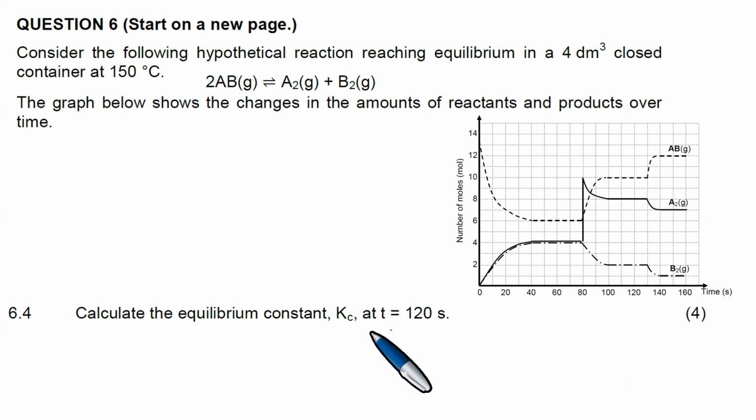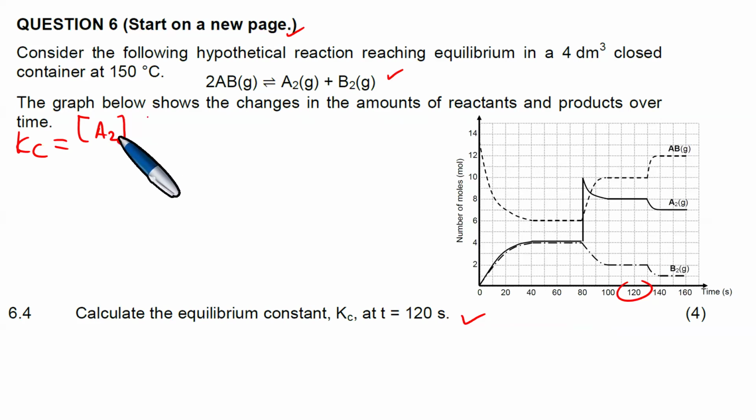Let's calculate the equilibrium constant Kc at 120 seconds. Right, so in 6.4, we already have the hypothetical reaction. So our Kc is exactly [A2][B2], you divide everything by [AB] squared.